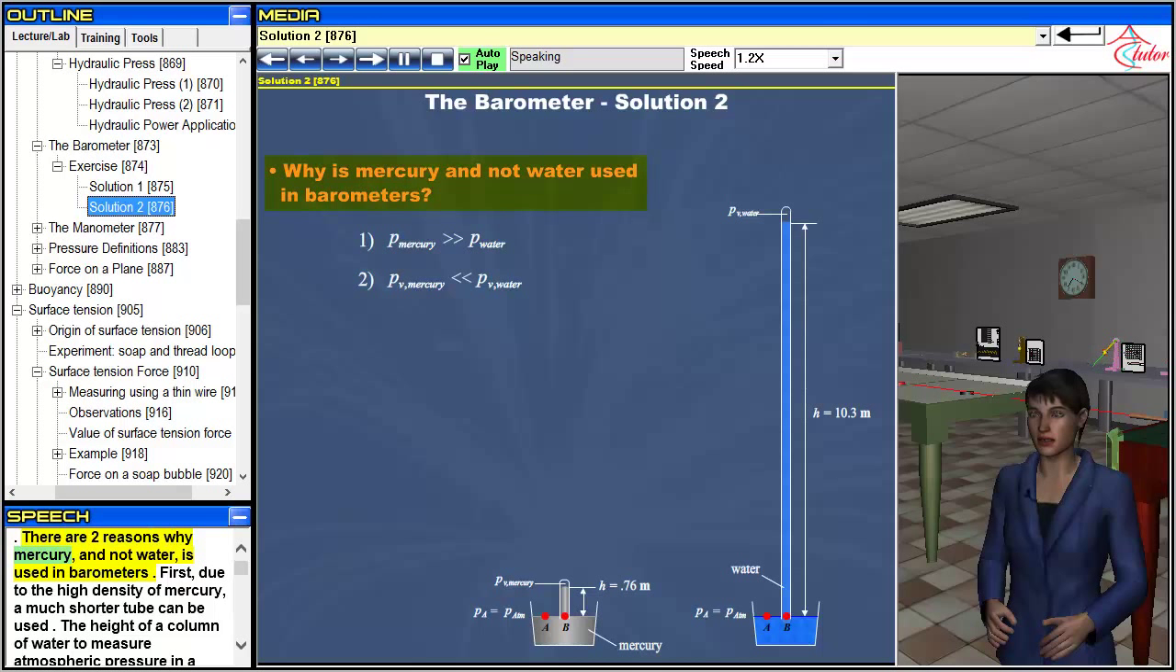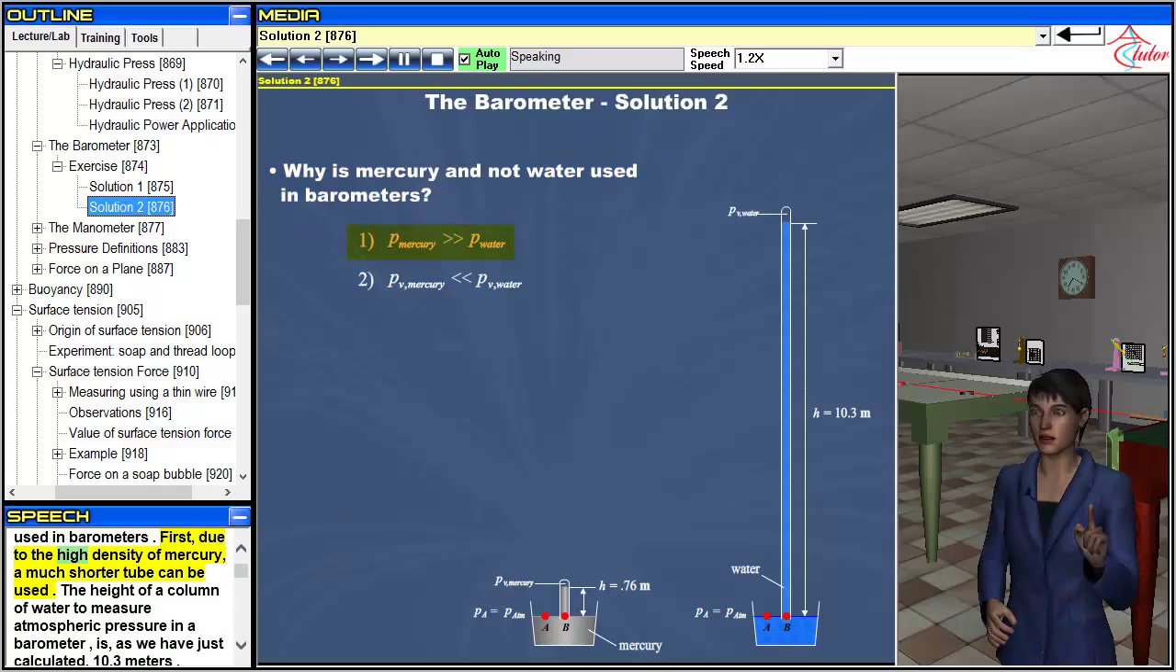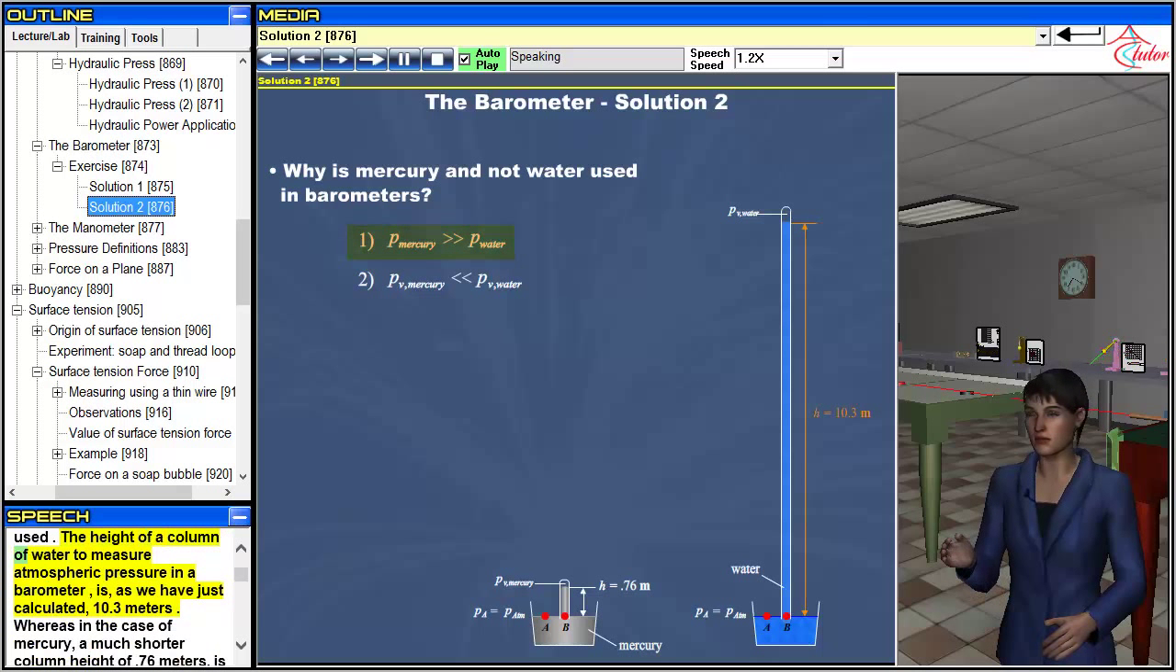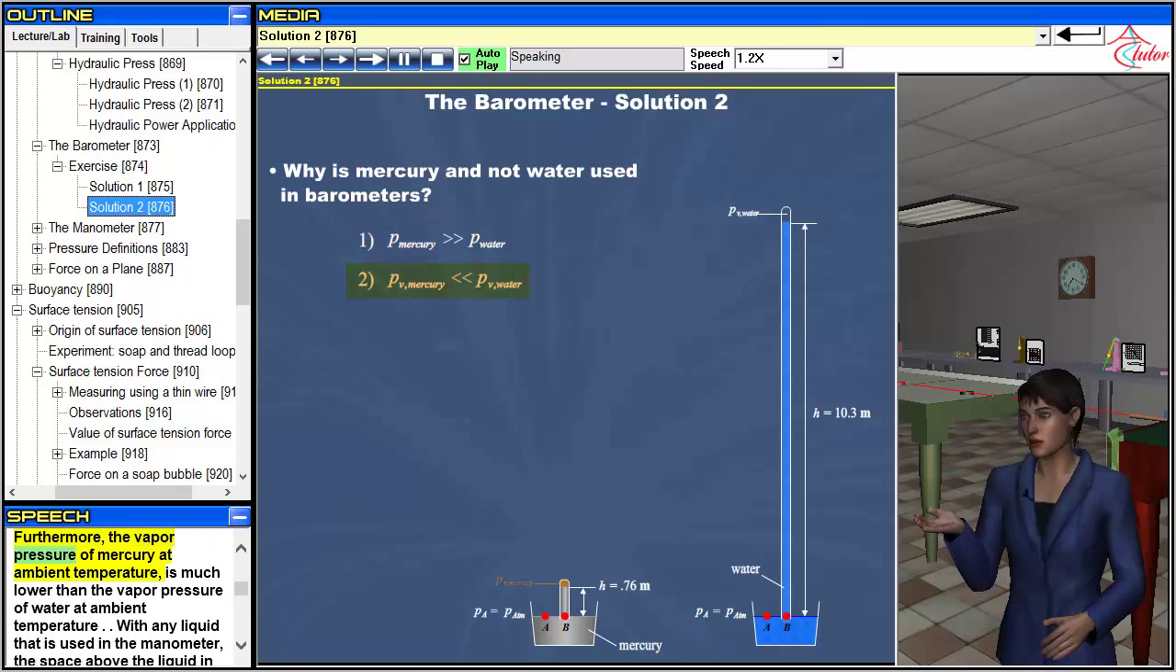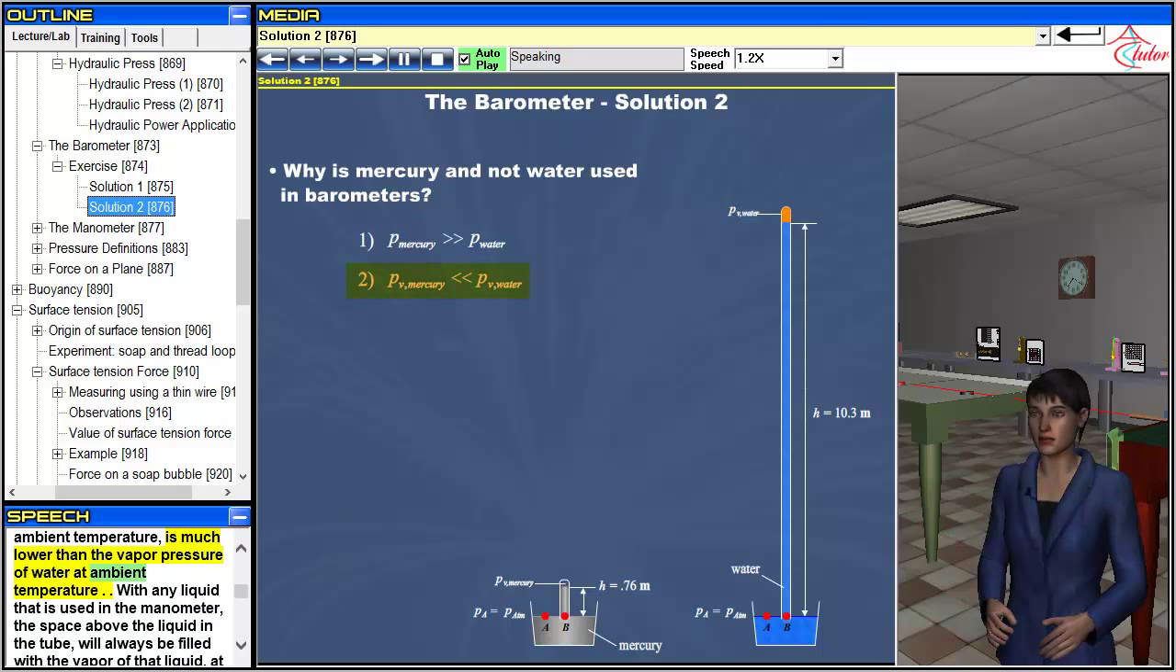There are 2 reasons why mercury, and not water, is used in barometers. First, due to the high density of mercury, a much shorter tube can be used. The height of a column of water to measure atmospheric pressure in a barometer is, as we have just calculated, 10.3 meters. Whereas in the case of mercury, a much shorter column height of 0.76 meters is needed, which is a factor of 13.3 times smaller. Furthermore, the vapor pressure of mercury at ambient temperature is much lower than the vapor pressure of water at ambient temperature.